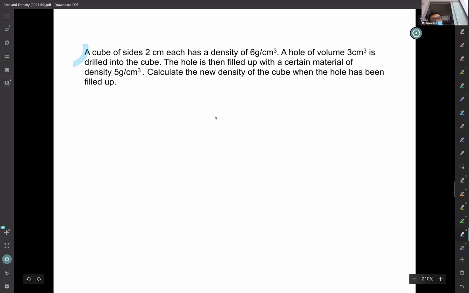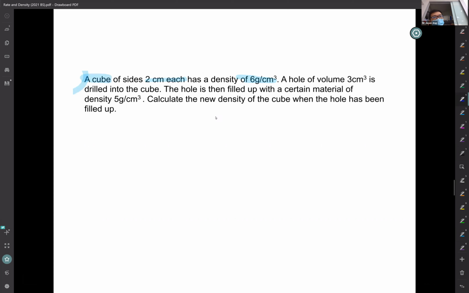Let's read first. You have a cube of 2 cm length, breadth, and height. Density, you know. Okay. Let's break this sentence apart first. If you know the cube, you know this. Agree that you can actually quickly find the volume, right? You can know the volume. That will be 2 times 2 times 2.